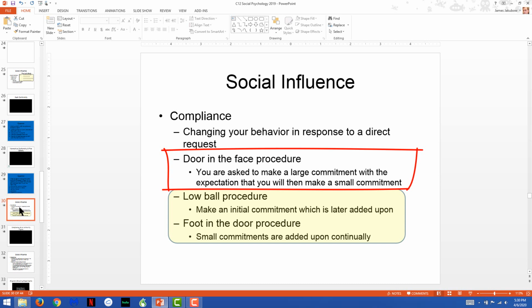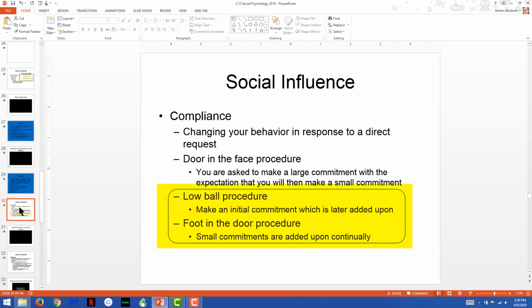So you're asked to make a large commitment. That's the $1,500 with the expectation you'll make a smaller commitment, an $1,100 one, even though you've already said you only have $1,000. Now, the low ball procedure and the foot in the door procedure overlap quite a bit. Let's look at the low ball procedure first.